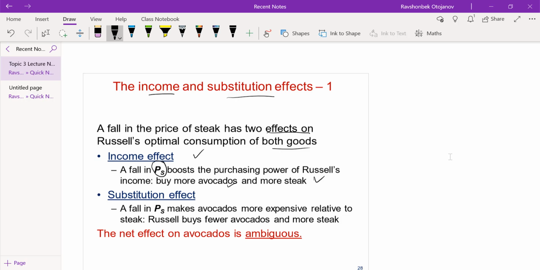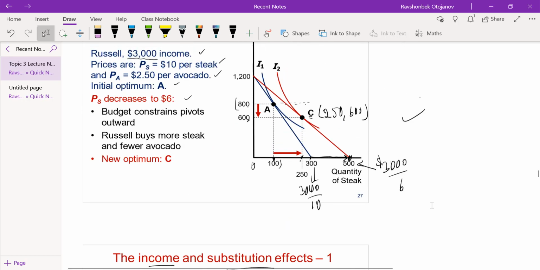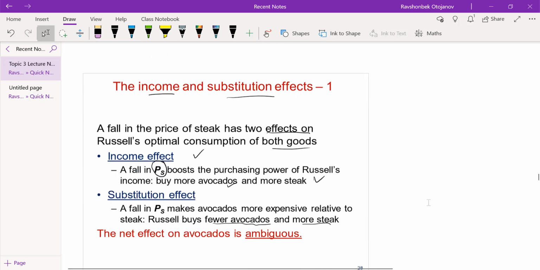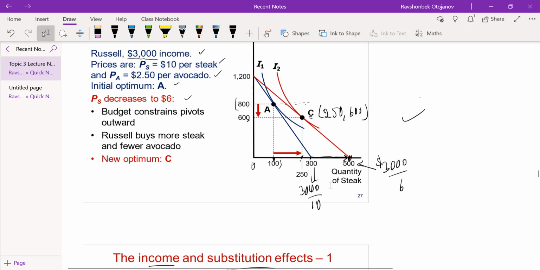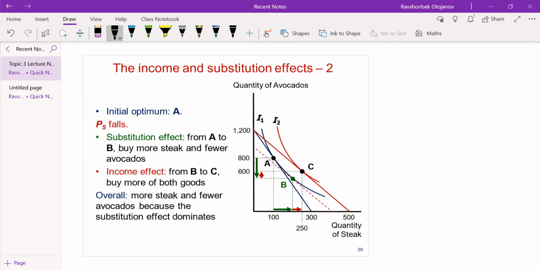At the same time, there is also the substitution effect, because the fall in the price of steaks makes avocados more expensive relative to steaks. Russell might think, okay, I want to buy fewer avocados and more steak, just like the example we have seen. The other effect could also be possible. For example, the income effect could be dominant as well, but in this example the substitution effect dominated. Now let's look at an example of how income and substitution effects play out.